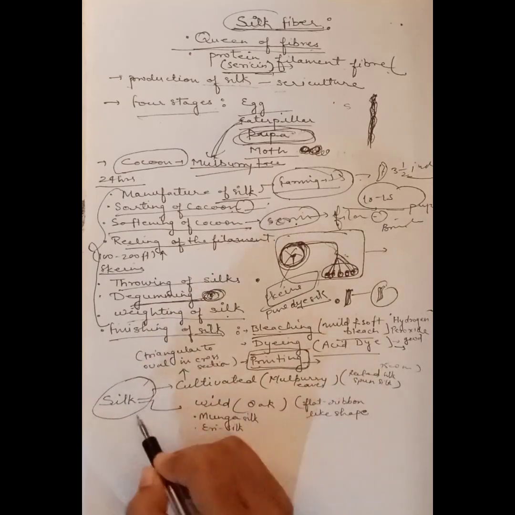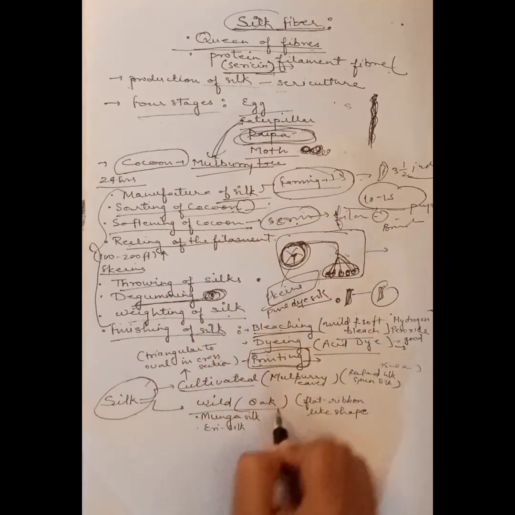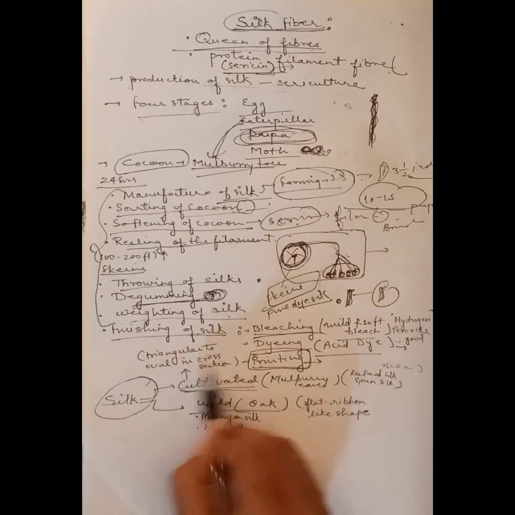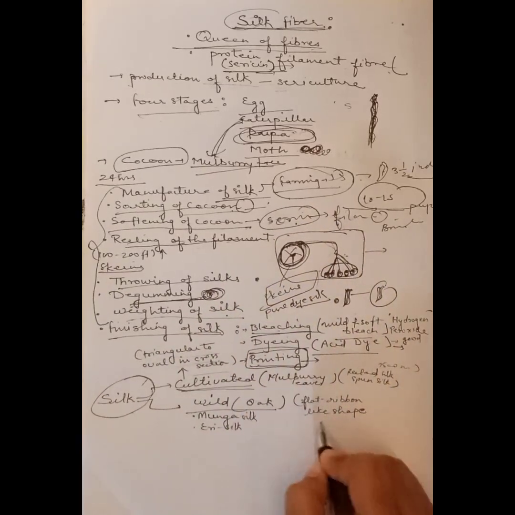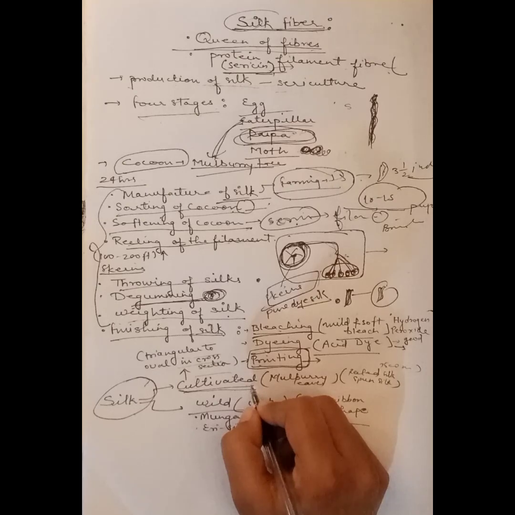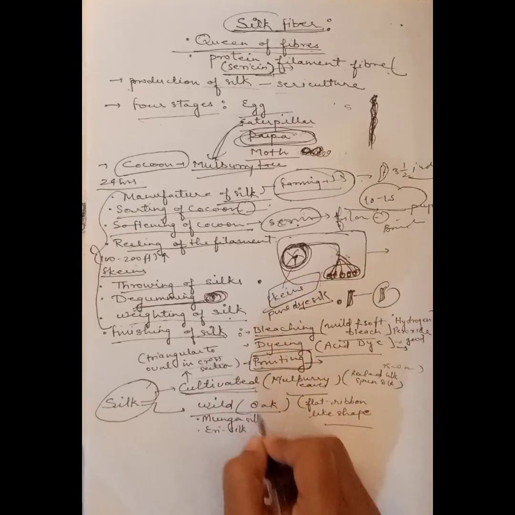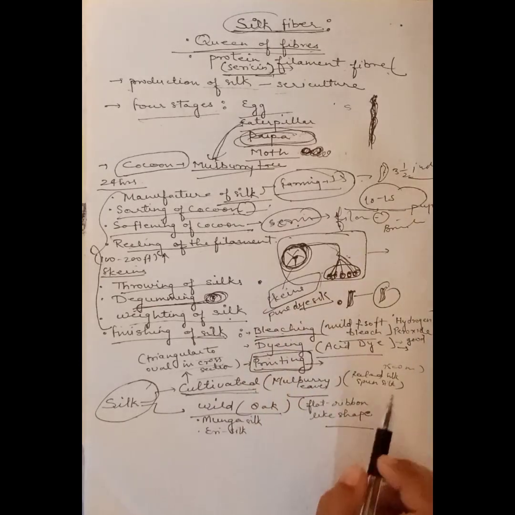So kinds of silk. Silk is of two types, cultivated silk and wild silk. Cultivated silk is triangular to oval in cross section and wild silk is a flat ribbon-like shape. The worms of the cultivated silk eat mulberry leaves and the wild silk worms eat oak trees.